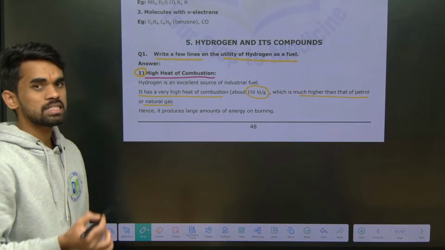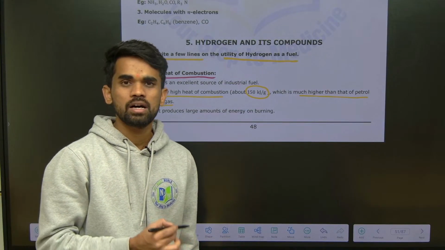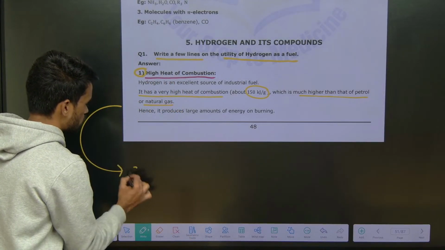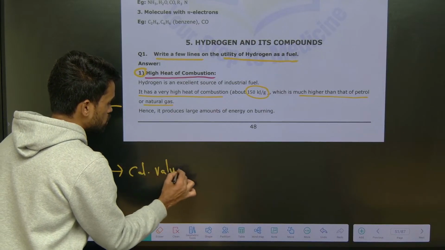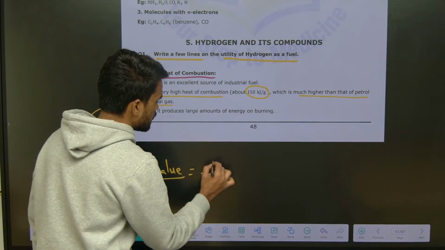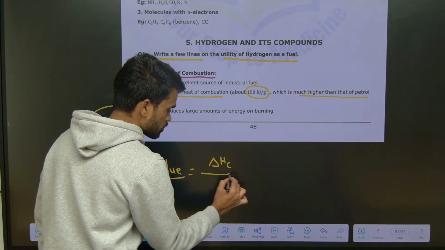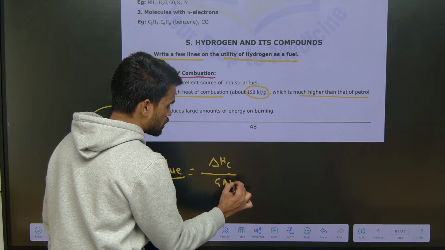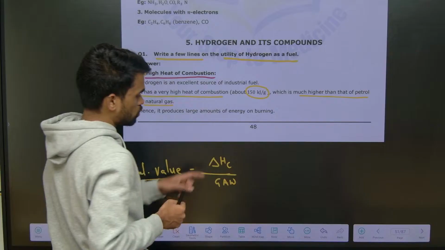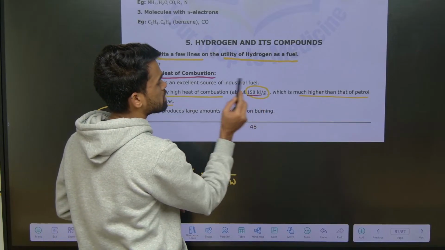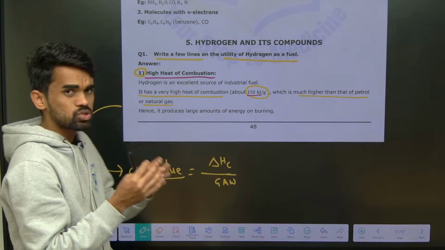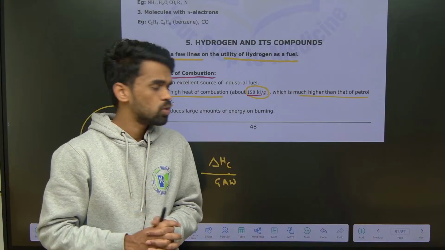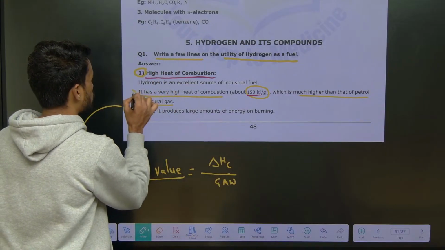This brings in something called calorific value. What is the meaning of calorific value? Calorific value is the standard heat of combustion divided by its gram atomic weight or gram molecular weight. That is, for 1 gram, how much heat is released. The calorific value of hydrogen is very high when you compare it with hydrocarbons like petrol, diesel and so on. This is a very useful point you can remember.